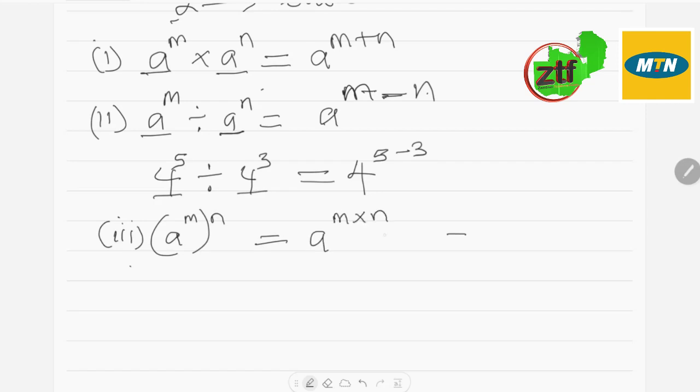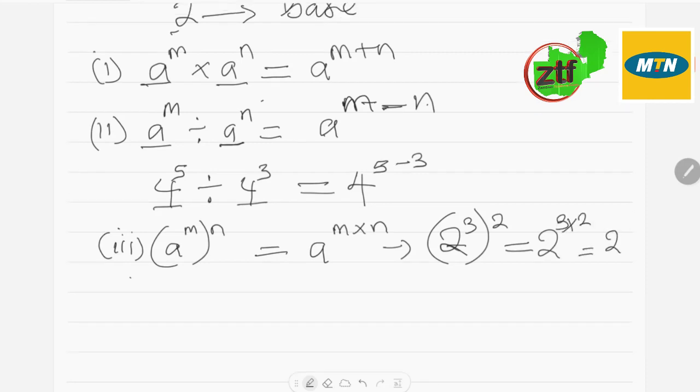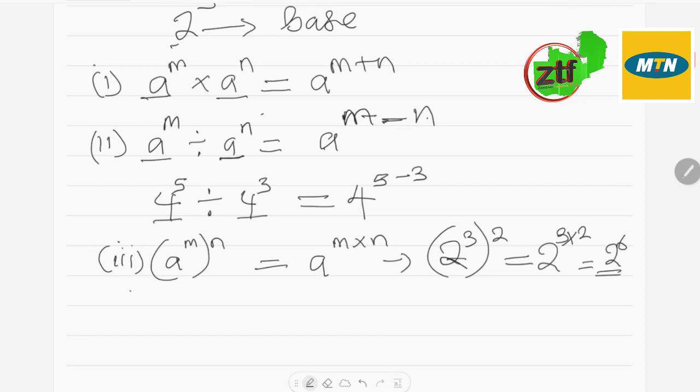An example can be given: 2 to the power 3, and exponent 2, power of the power. We are going to say this is the same as 2 to the power 3 times 2, which gives us 2 to the power 6.